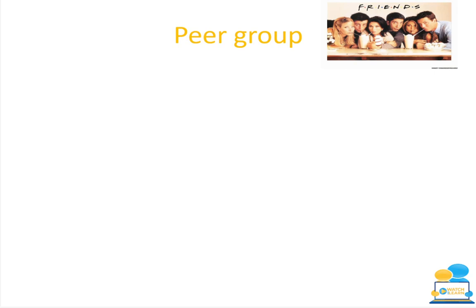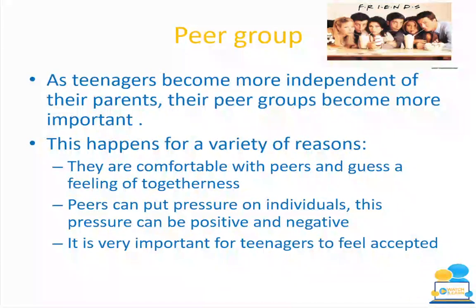Peer group. So you're thinking of Friends. So think of the TV show Friends, okay? So teenagers become more independent, okay? Once you head into secondary school, you become more independent. You might have to make your own lunch. You have to do your homework. You have to figure out what books you need to bring.